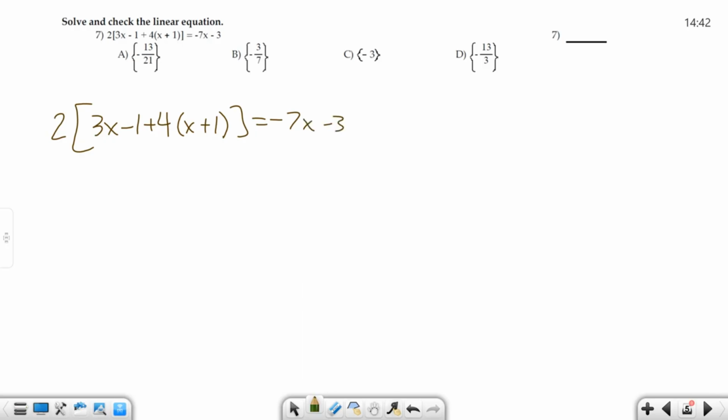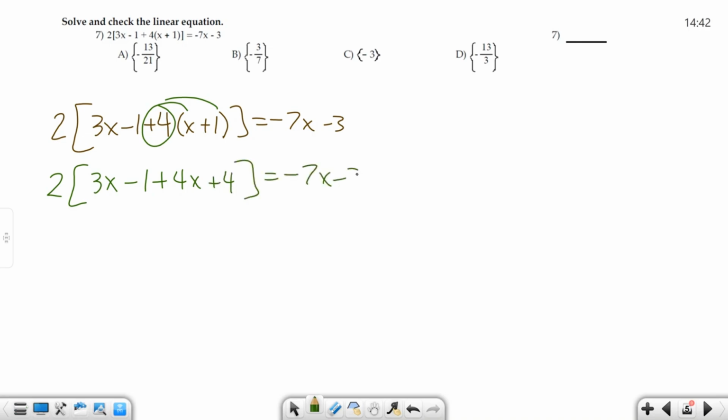And then I'm going to say, okay, the first thing I do is take this 4 and distribute it. So 2(3x minus 1) plus 4x plus 4 equals negative 7x minus 3. And again, I'm going to take every step here. You got to go in the right order. So 3x and 4x, that's going to be 2 bracket 7x. And then minus 1 and plus 4 is going to be plus 3 equals negative 7x minus 3.